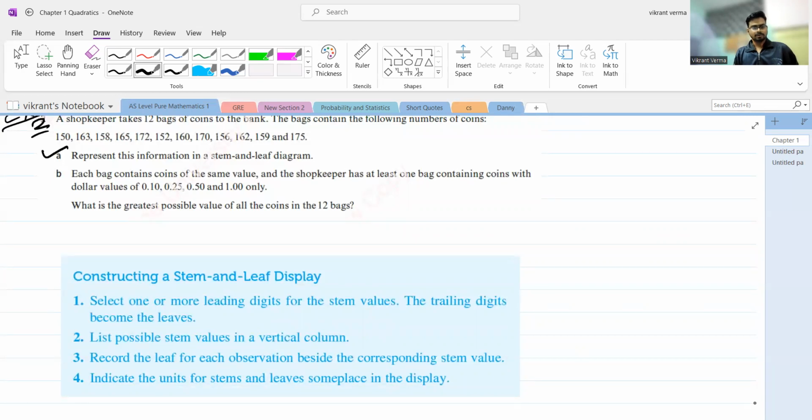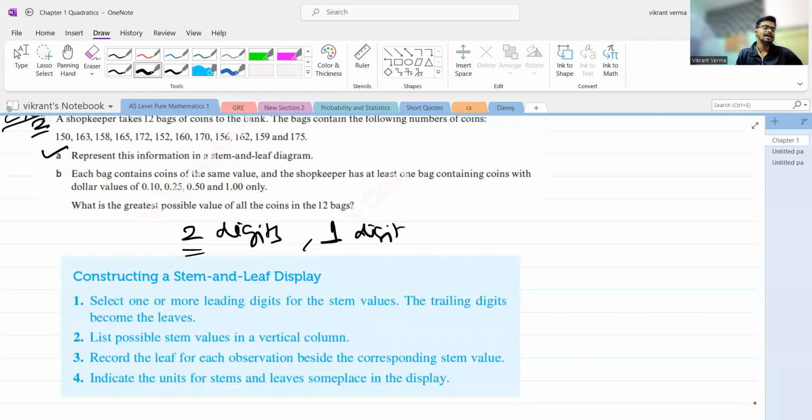So, select one or more leading digits for the stem values. Because the data point consists of 3 digits, it will be better if we choose 2 digits for the stem, and then the remaining 1 digit will be for our leaf. So I'm selecting two digits.